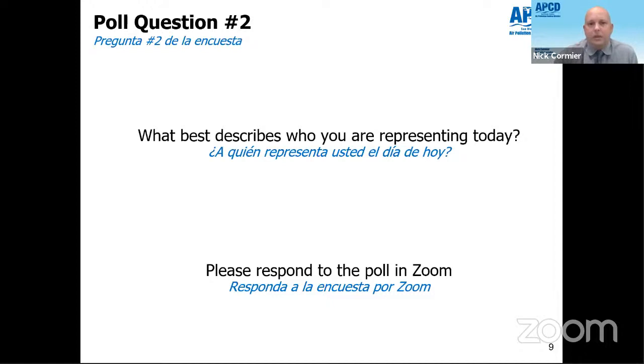So it looks like we have definitely some residents of San Diego County unaffiliated with any group, and then we also have some representatives from the industry or business, and then also some representatives from public agencies and local governments. Thank you, everyone, for responding to this poll. That really helps us understand who's on the line tonight.